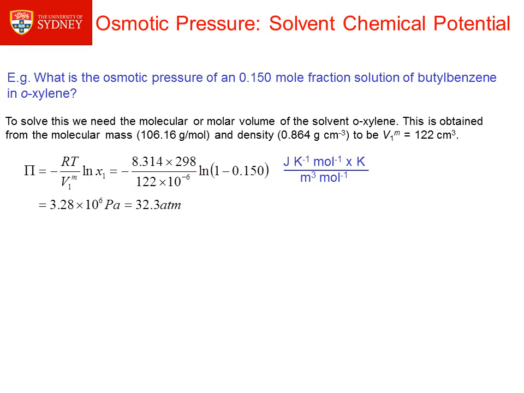The units should cancel out. So the units of the gas constant, joules per Kelvin per mole, multiplied by temperature in Kelvin, and divided by the volume in meters cubed per mole. If we cancel the units out, we're left with joules per cubic metre, which is pascals.